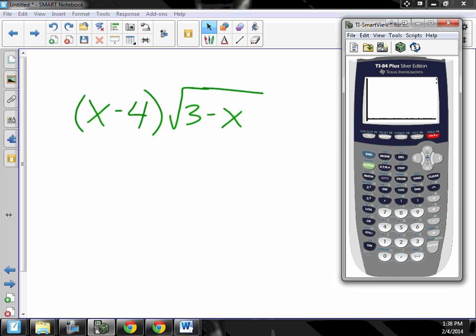Graph it, and my window's all messed up. How do I get back to the standard window? Well, you could do window and type it in, but I'm lazy. Zoom number 6 will take me back to the 10, 10, 10 window. Okay? So there's the graph.